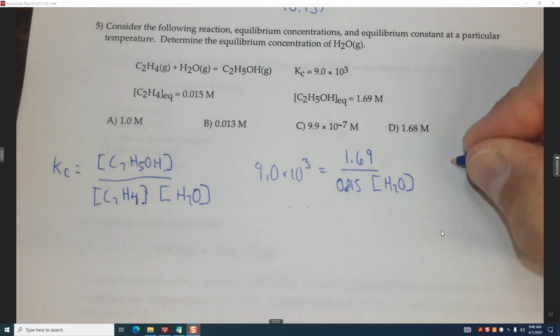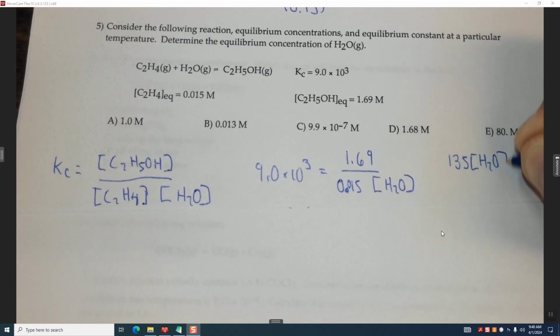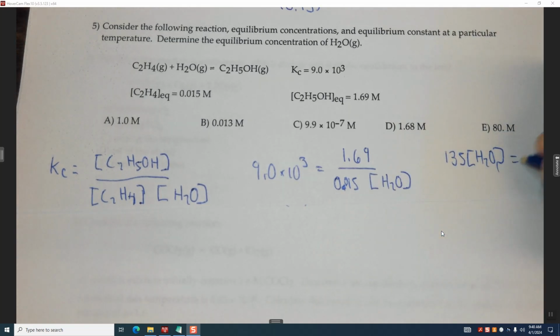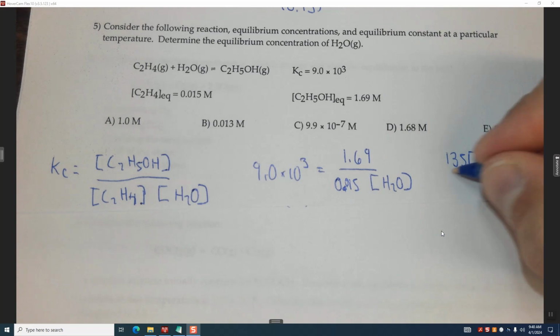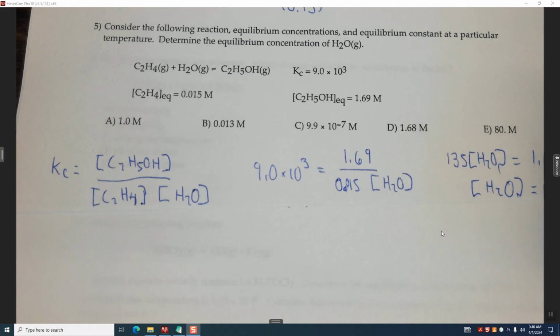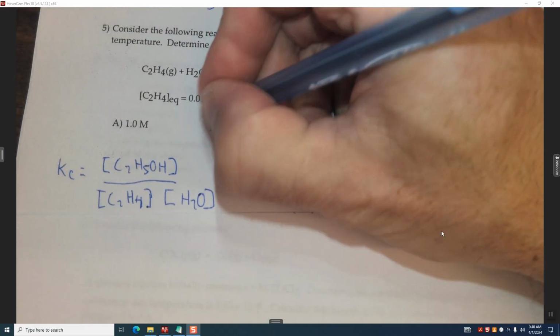And when you do that, you get 135 times the concentration of H2O, because that cross multiplies as well, equals 1.69. So that is basically just equal to that. Now you're going to divide both sides by 135, and you're going to get the concentration of H2O is equal to 0.013 molar, which is choice letter B.